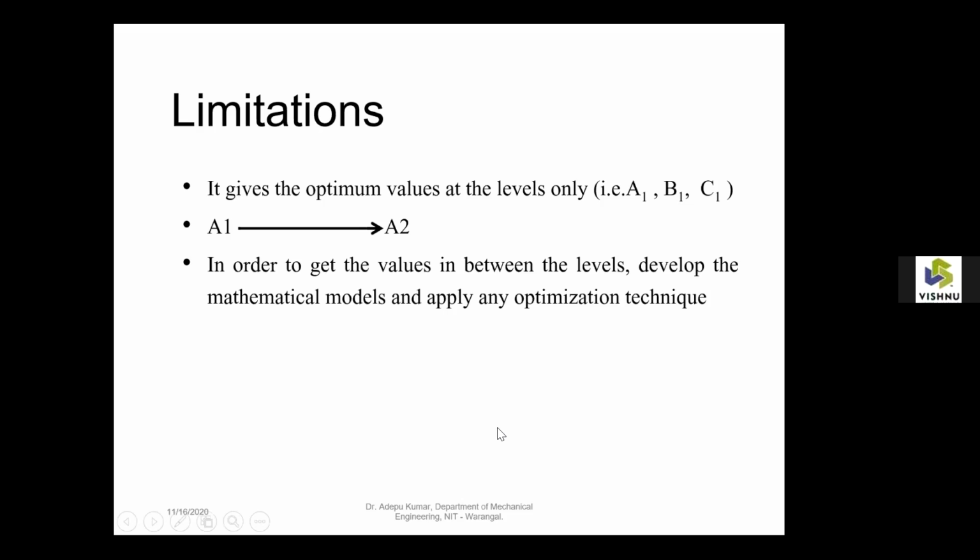That means I am showing here A1, A2. Whether you get the optimum at A1 here or A2 here, I don't know what is happening in between A1 and A2. Sometimes it should not be like this, it could be like this also, or like this also. Maybe in between A1 and A2 you could get a global maximum or global minimum. So in order to get the values in between, develop a mathematical model and apply optimization techniques.